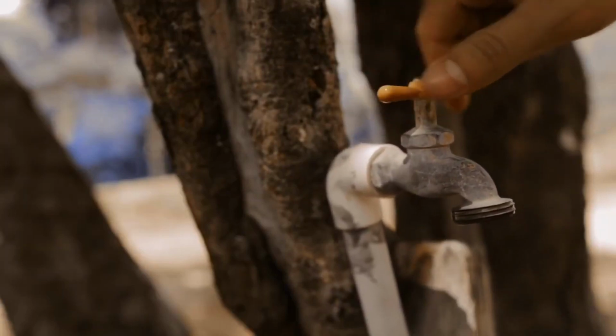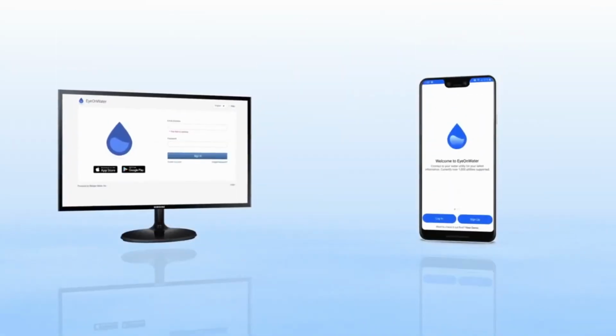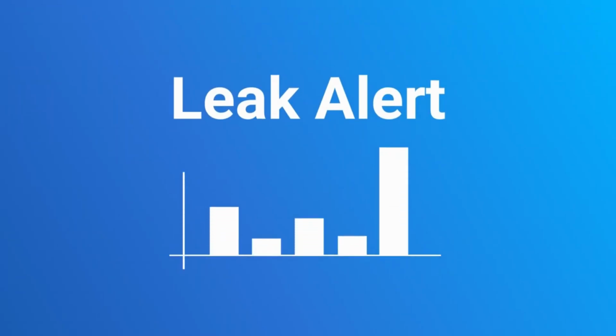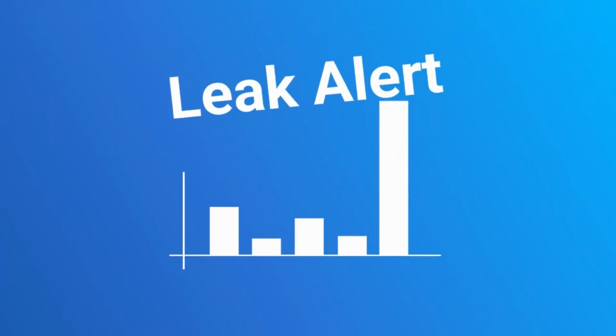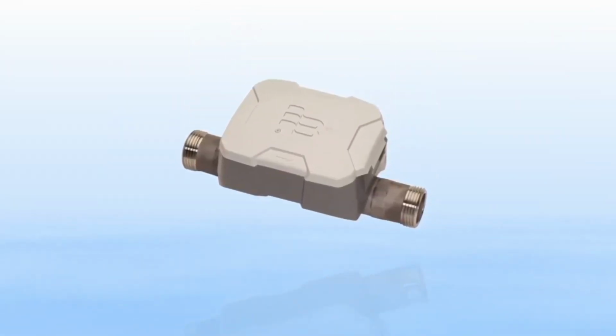A water leak or drip can be very annoying and expensive. That's why the Eye on Water app and website have a useful function called a leak alert. Leak alerts allow residents to monitor excess water usage in their homes to discover leaks or drips before they become costly.